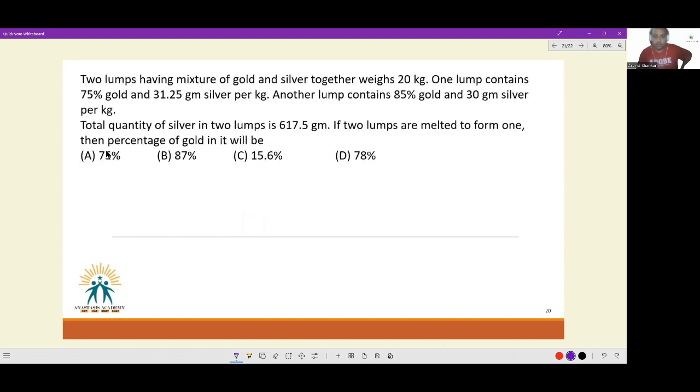Okay. Last question. Two lumps having a mixture of gold and silver together weigh 20 kg. One lump contains 75% gold and 31.25 grams silver per kg. Another lump contains 85% gold and 30 grams silver per kg. Now see, even before you move forward, if 85% is gold, the remaining 15% is silver. If 15% is silver, 30 grams silver per kg is 15%.